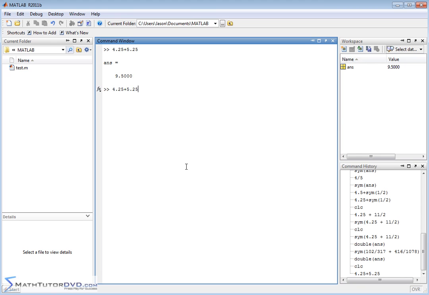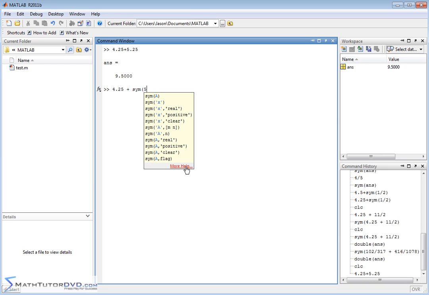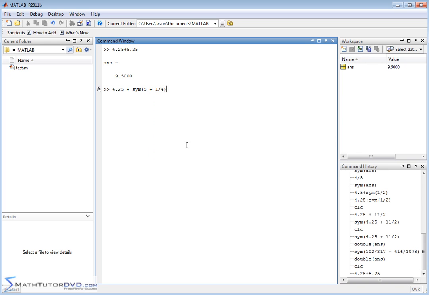So let's retrieve the last thing that we entered by hitting the up arrow on the keypad. Now let's do 4.25 plus symbol, and let's change the 5.25 to 5 1/4. So 5 plus 1/4, like this. Let's look at this for a second. What do you think Matlab's going to do? Well, first of all, it's going to look inside the symbol operator and it's going to see 5 plus 1/4. So it's going to try to treat this as a fraction, and it's going to give me a fractional answer for this.